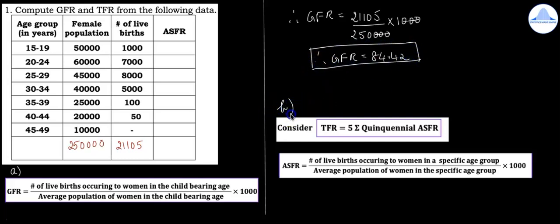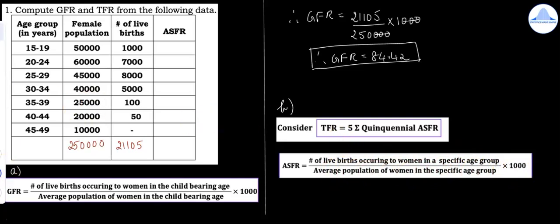Moving on to subdivision B. Next they have asked us to calculate TFR. TFR means total fertility rate, and the formula is TFR is equal to 5 times summation quinquennial ASFR. Quinquennial means the age group is of width 5. So if you observe all these age groups, they are of the inclusive type and they are of width 5. Where ASFR, that means age specific fertility rate, is calculated using the formula number of live births occurring to women in a specific age group divided by average population of women in a specific age group into 1000.